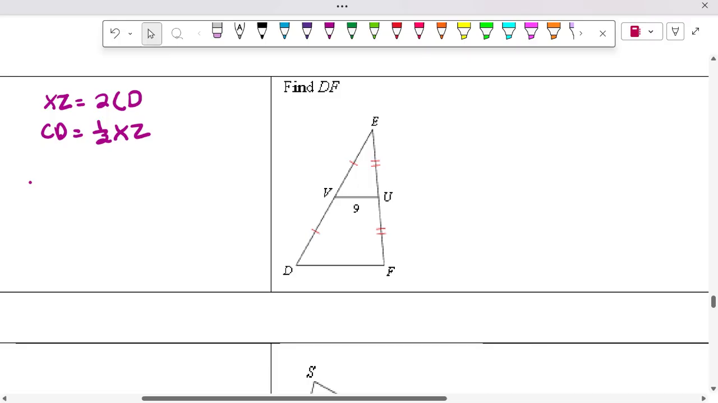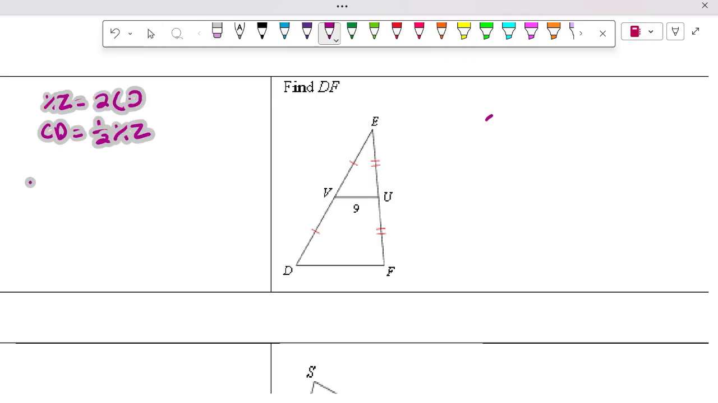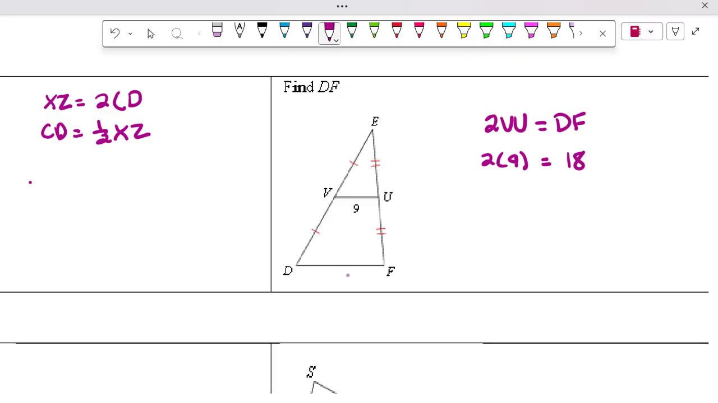So, how do I find DF? Multiply VU by 2. So 2 times VU will give us DF. So in this case, that's 2 times 9, which is 18. So DF is 18.